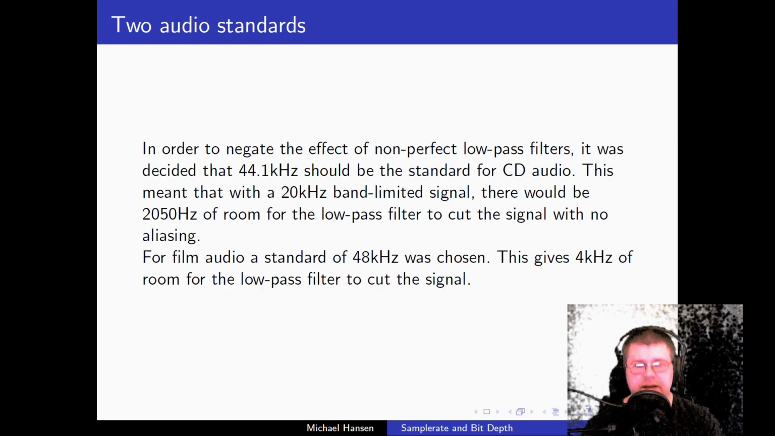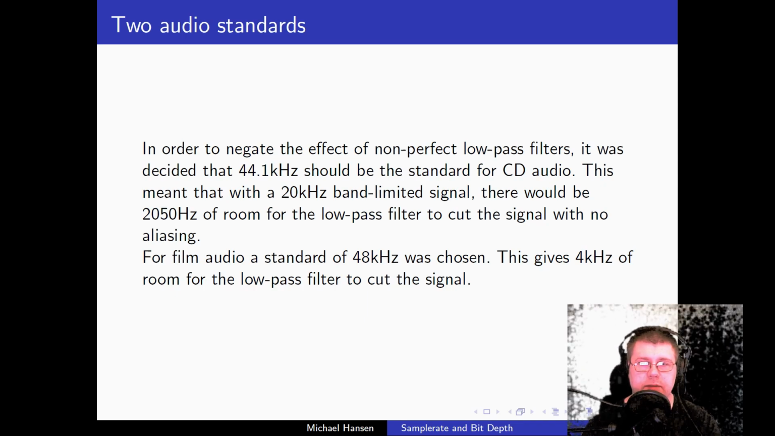From exactly these considerations, two audio standards were named for CDs and videos, so movies. So let's take those. In order to negate the effect of these non-perfect low-pass filters, it was decided that for audio CDs we would have a standard of 44.1 kilohertz. This meant that with a 20 kilohertz band limited signal, there would be 2050 hertz of room for the low pass filter to cut the signal with no aliasing.